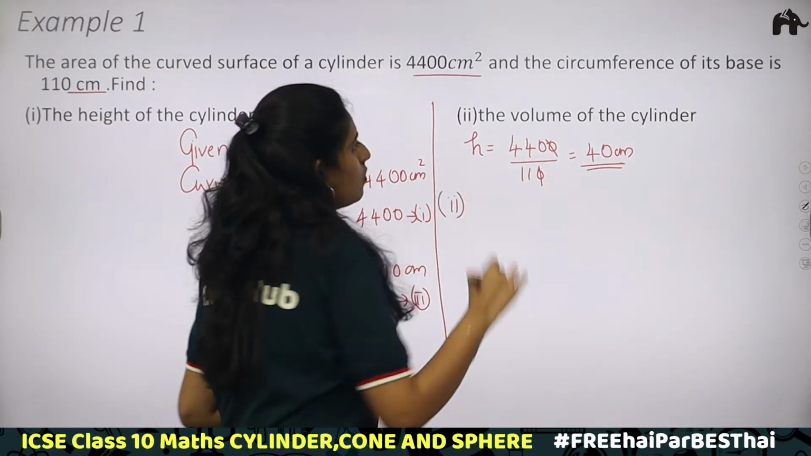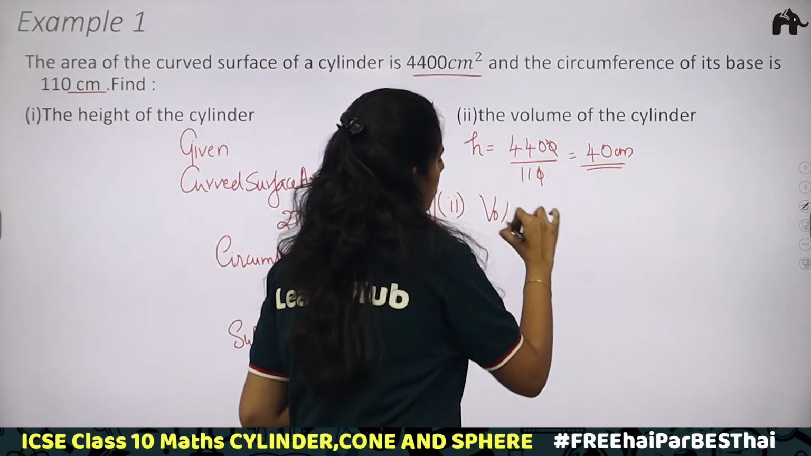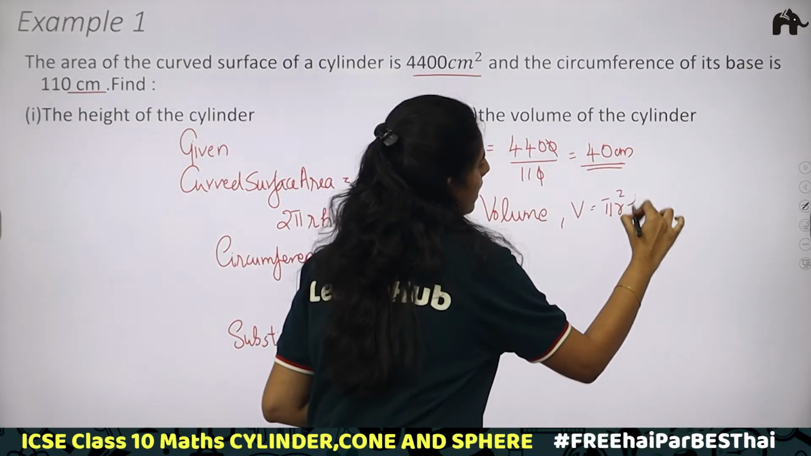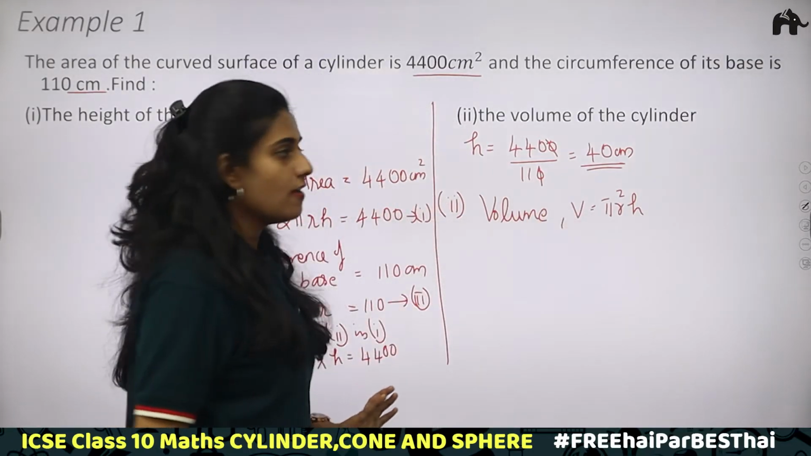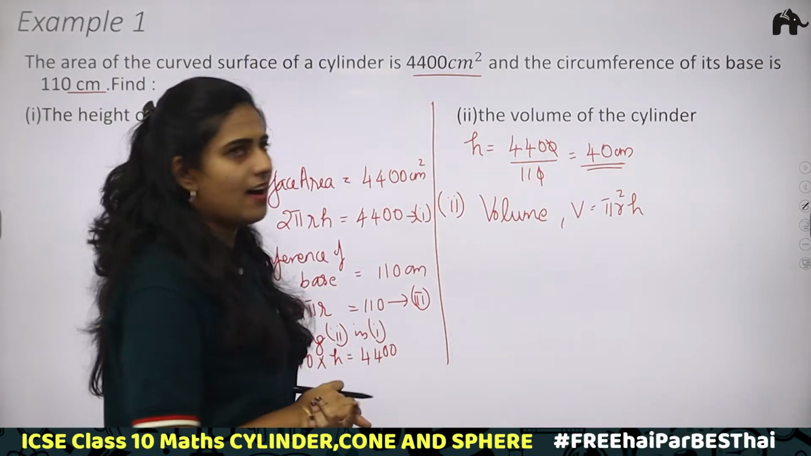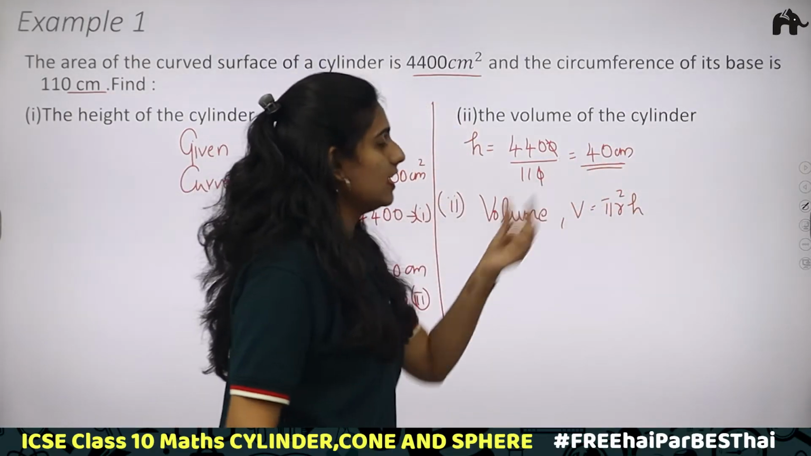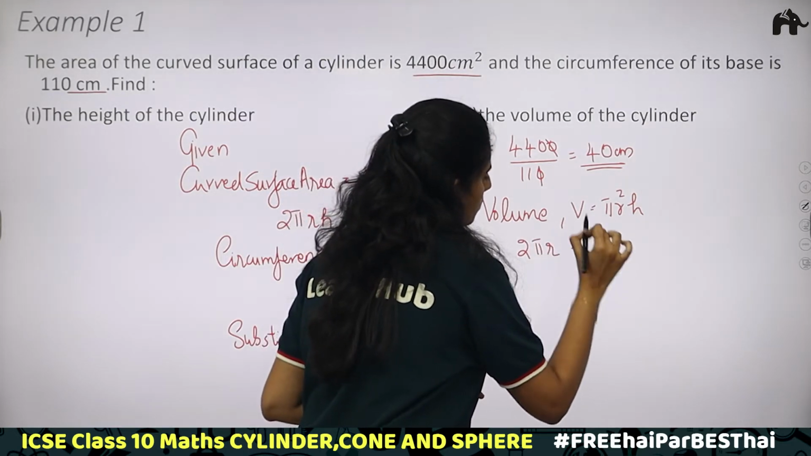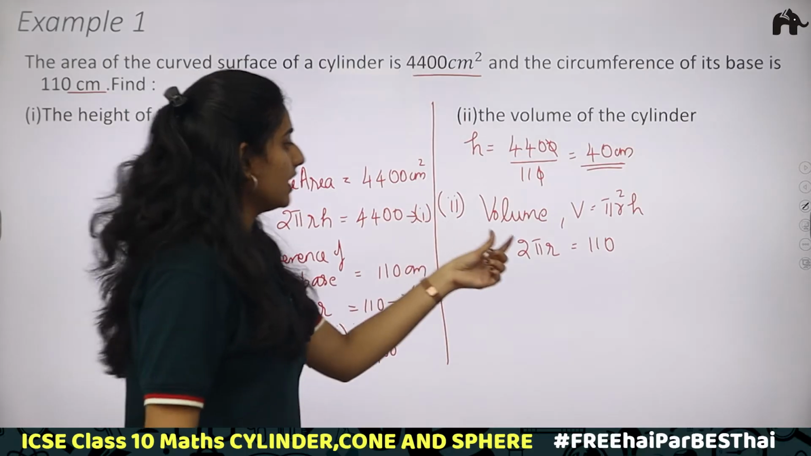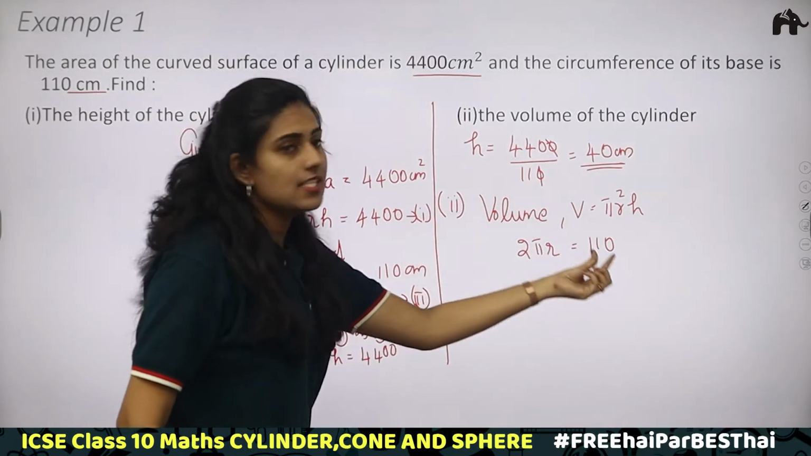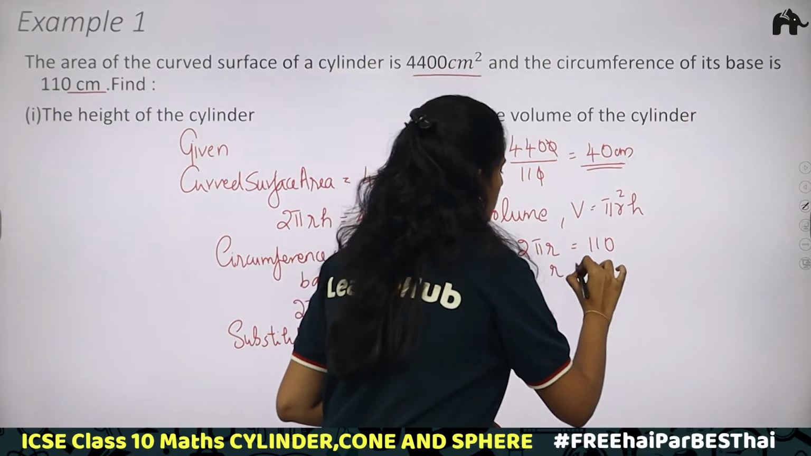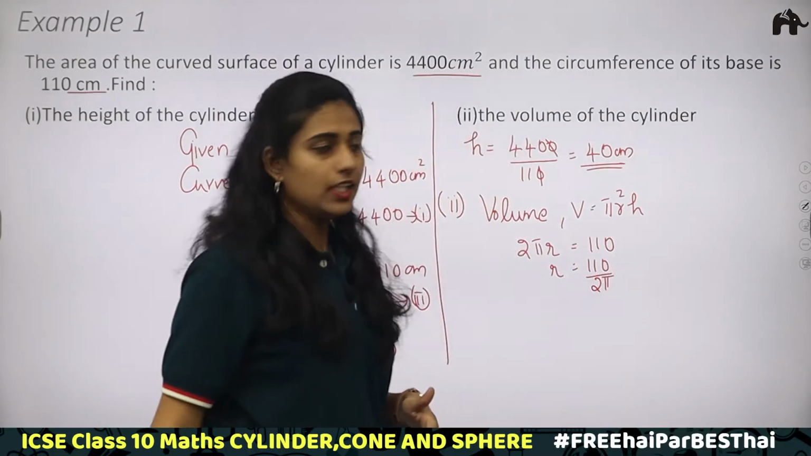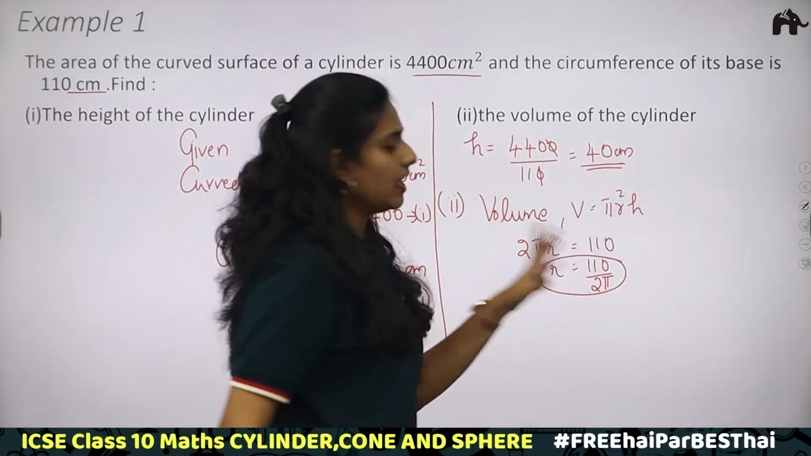Second part, we need to find the volume of the cylinder. How to find the volume of a cylinder? What is the formula? V is equal to pi r square h. Here we need the value of r. How to find r? The h value we know. h is 40 centimeter. We have 2 pi r is equal to 110, from which we can find the value of r. Circumference of circle is 110. Then r is equal to 110 divided by 2 pi. Okay, radius is 110 divided by 2 pi.